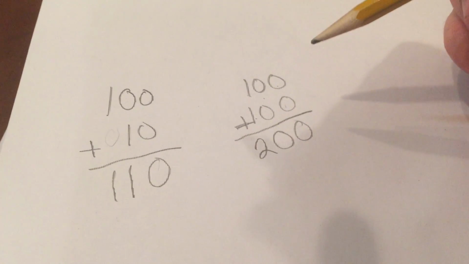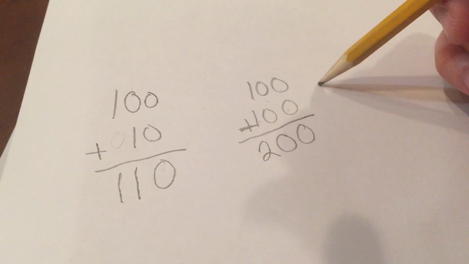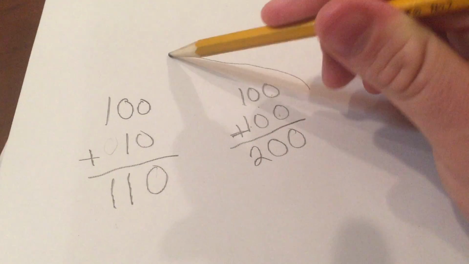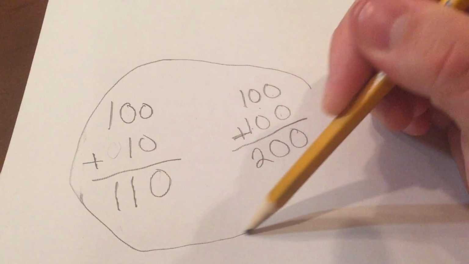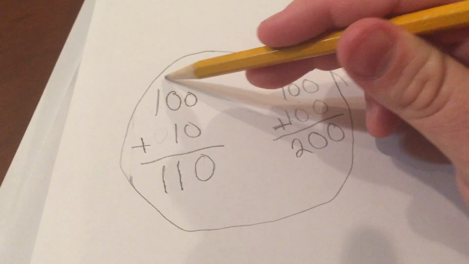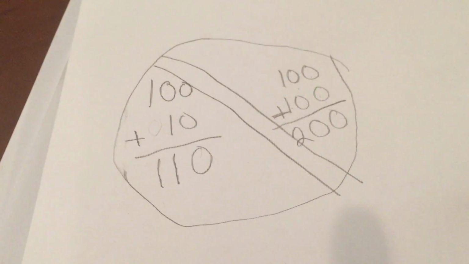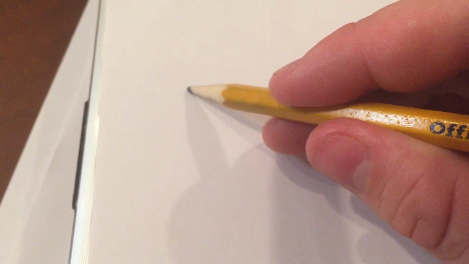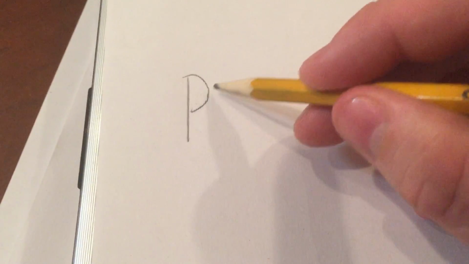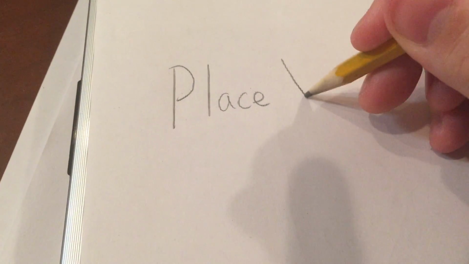Now this is a good way to add, but this is not what this video is about. We're trying to learn how to do this without paper or pencil. So we're not doing this. We're going to be adding mentally. And so how do we do that? Well, the secret to adding 10 or 100 mentally to any number is to understand place value.